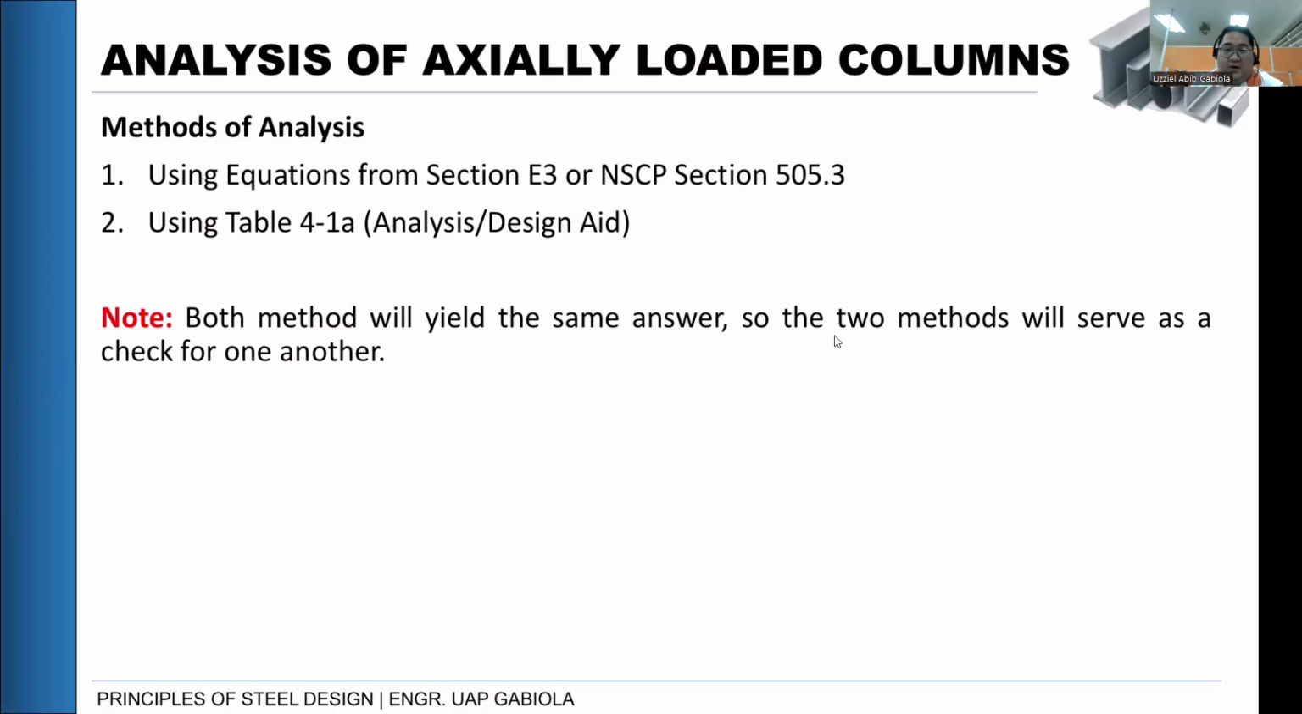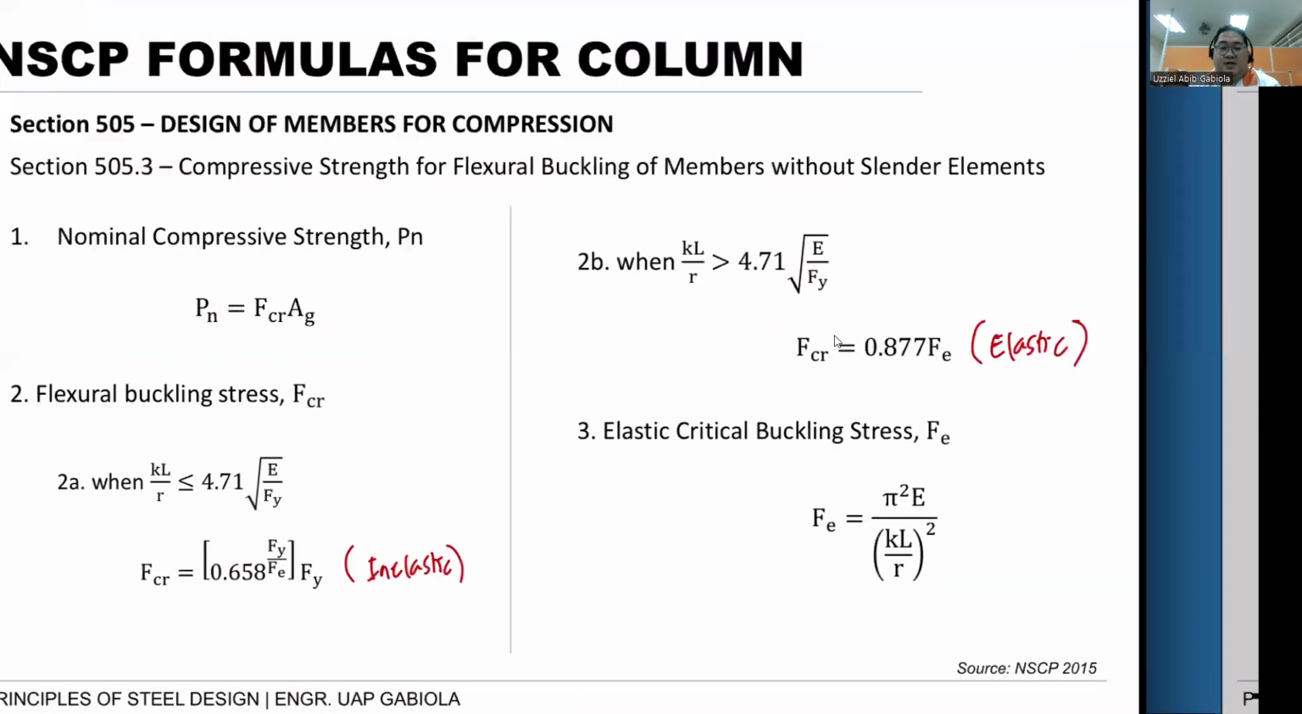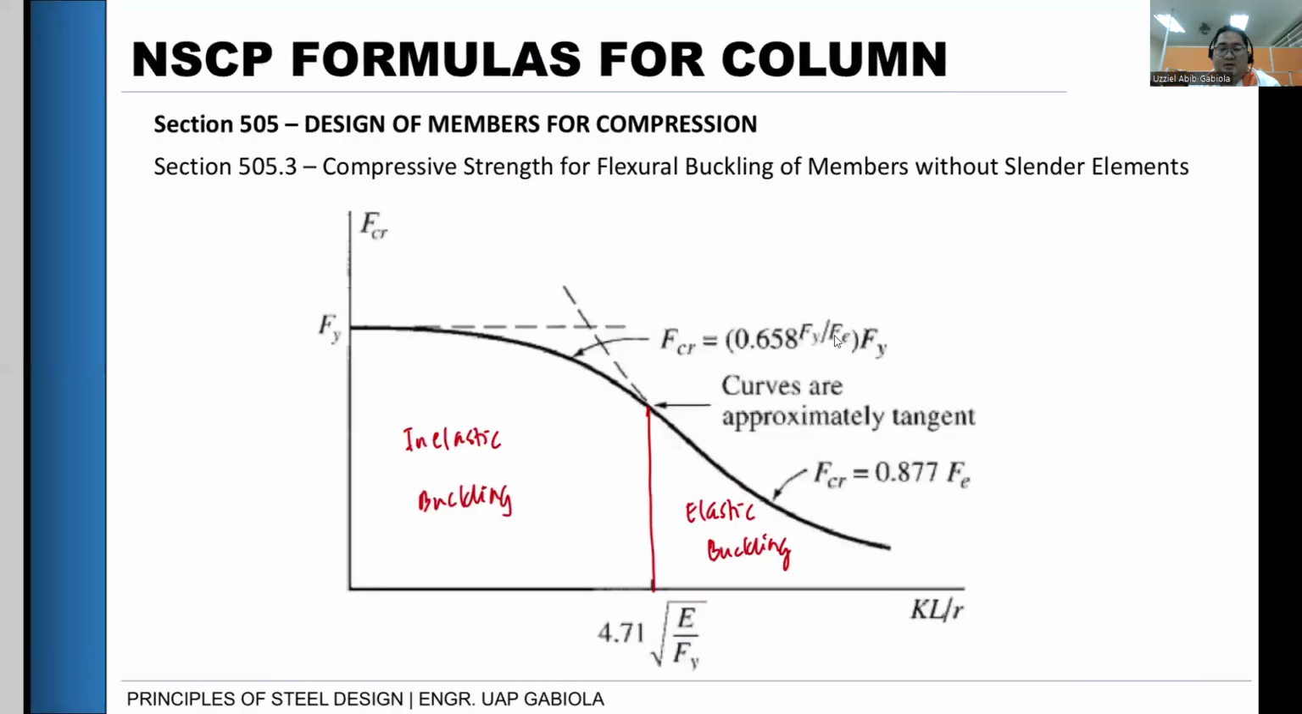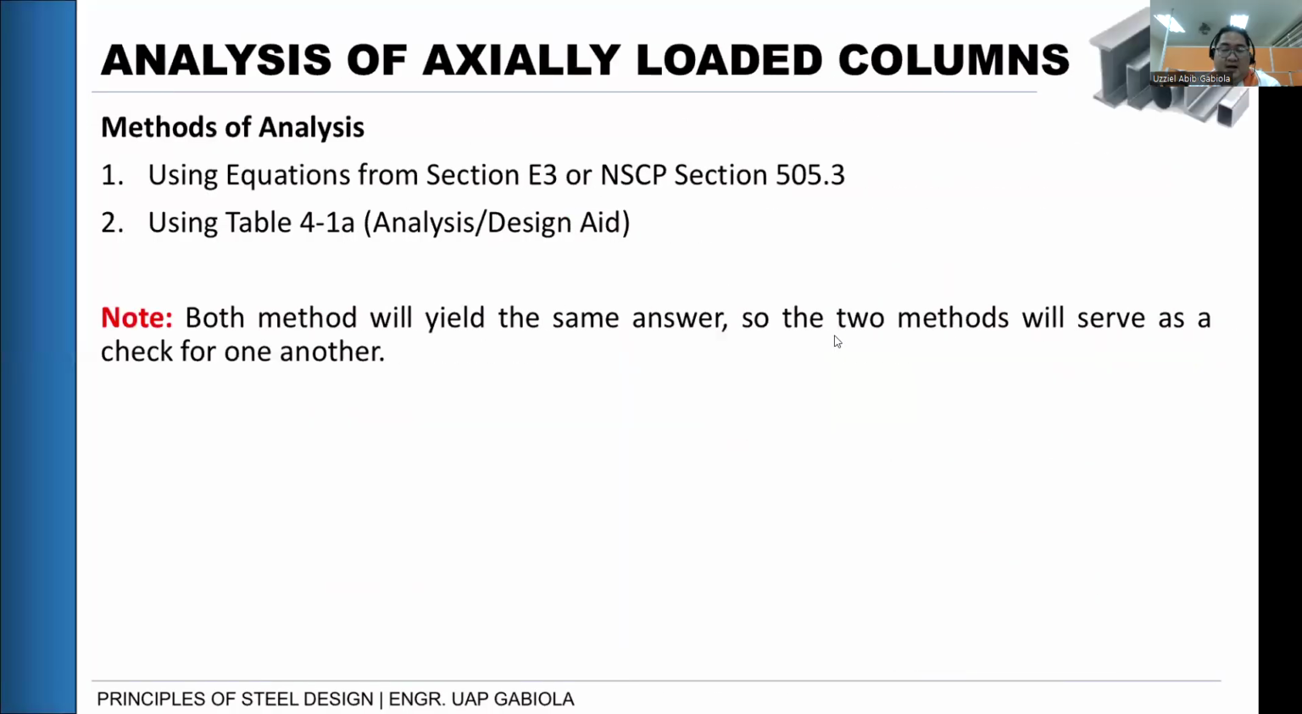And to do that, we have two methods. The first method is using yung equation na we have discussed prior. Okay? Ibig sabihin itong mga equations na to. Okay? So, using equation E3 sa AISC or yung NSCP Section 505.3. Okay? And then another method is using a table or a design aid na meron si AISC.